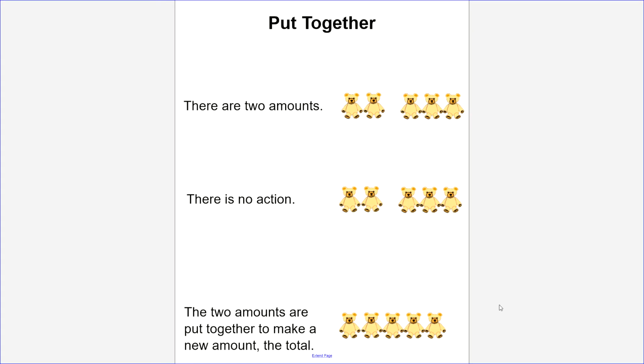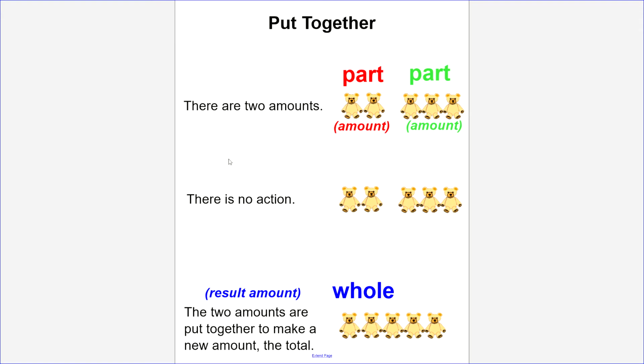Today, we're going to learn about a second story problem type called put together. You have learned about put together problems in first grade and second grade. In a put together problem, there are 2 amounts. No action happens. The 2 amounts are then put together to make a new amount, the total amount.